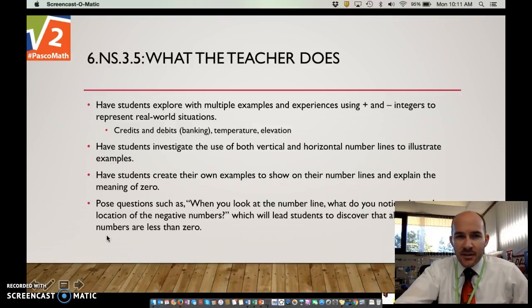Pose questions such as, when you look at the number line, what do you notice about the location of the negative numbers? This is new for our students, and so we need to lead them to discover that all negative numbers are less than 0. And so that would be to the left of 0 on the horizontal number line, or below 0 on the vertical number line.